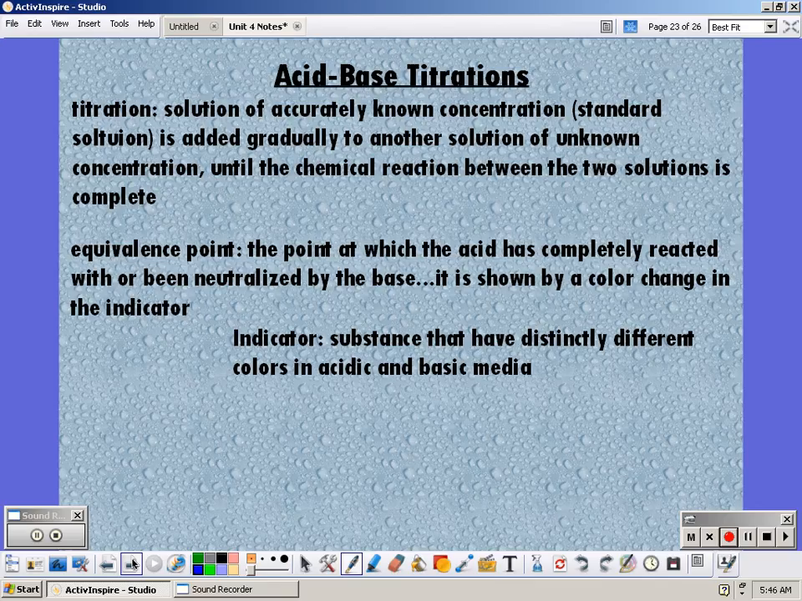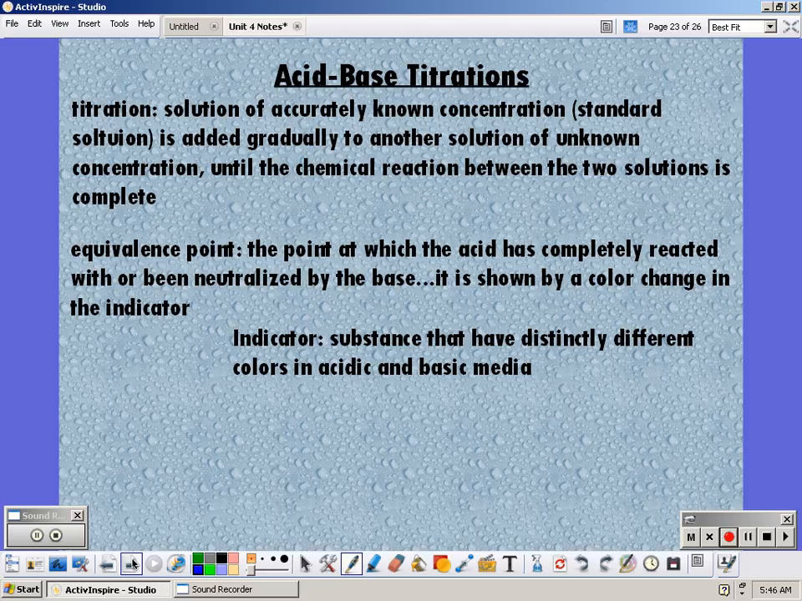An acid-base titration, you could also have a redox titration. So titrations are when you take a solution of known concentration, or the standard solution, and it's added to another solution of unknown concentration until the chemical reaction between the two solutions is complete. It's complete when you reach the equivalence point, and that's the point at which the acid has completely reacted with or been neutralized by the base.